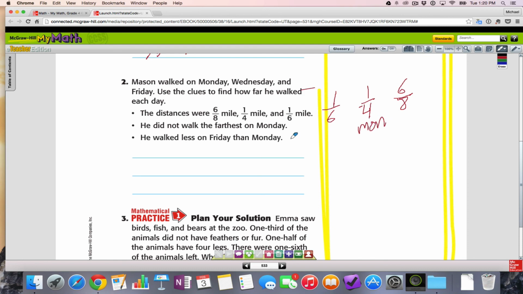1/4 of a mile, and our next one would be the day he walked less than that, which would be on Friday, so that's the 1/6 of a mile, and that means the day that he walked the most was on Wednesday, so that's 6/8 of a mile. We'll let you do the rest on your own and have a good day.